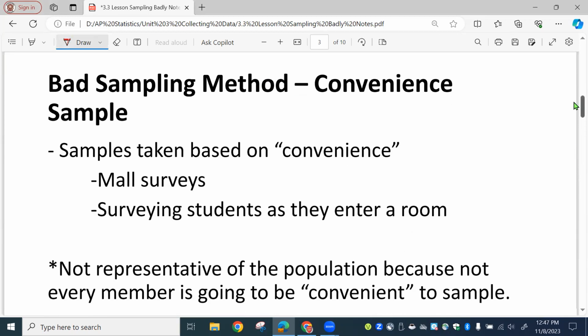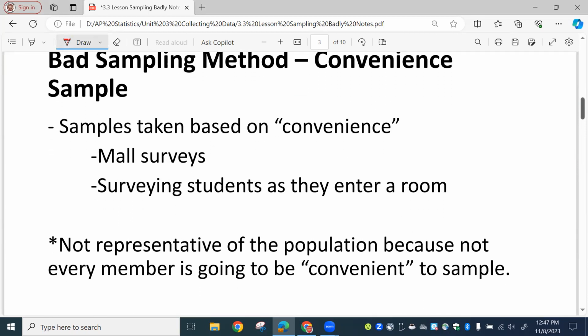Another thing that introduces bias, it has the word sample in it because you can take samples this way, is a convenience sample, but it is not an appropriate sampling method. That's something like a mall survey. If you've ever walked through the mall and somebody asks you for 5 minutes of your time, they're holding a clipboard, that's a convenience sample. They're just conveniently sampling people who walk by them, which is probably not going to give you a representative sample of everybody you're interested in.